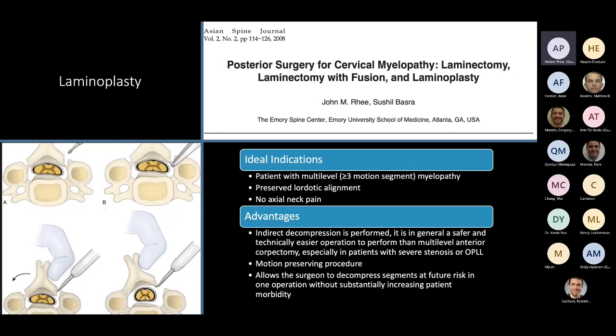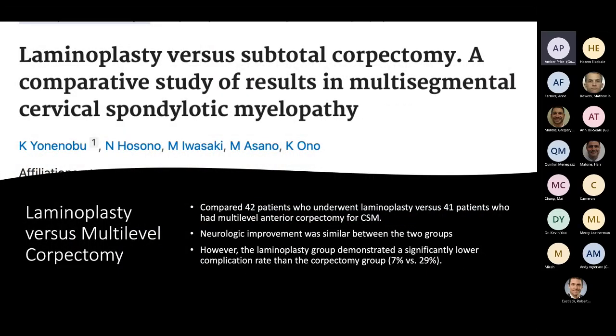In laminoplasty, patients who have ideal indications are those with multi-level myelopathy, preserved lordotic alignment, and no axial neck pain. The advantages are a form of indirect decompression and expansion of the canal. It's a motion preserving procedure, and it allows skip segments or at-risk future segments to be addressed in one operation without increasing the morbidity of the procedure.